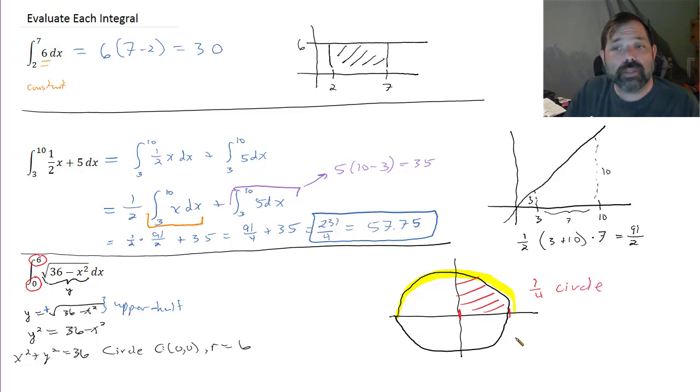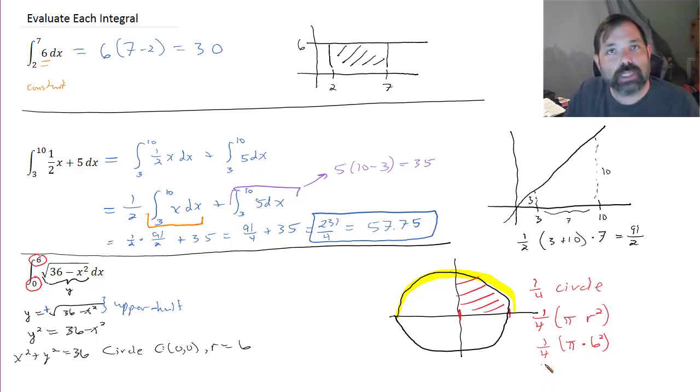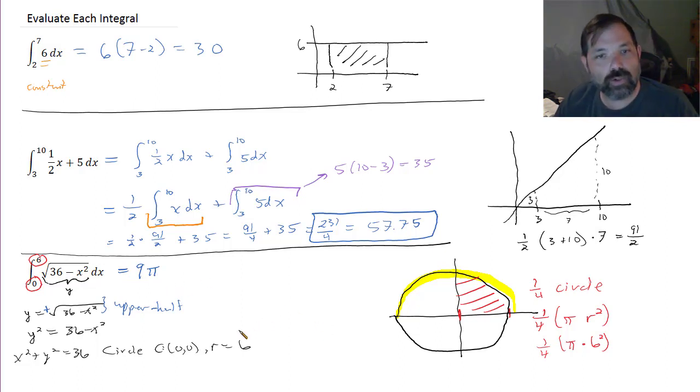Well, I know how to find the area of a circle. The area of a circle is pi times the radius squared. So that's a quarter of pi times 6 squared. 6 squared is 36. So the area of the entire circle is 36 pi. A quarter of that then is 9 pi. All right, so that integral is 9 pi.